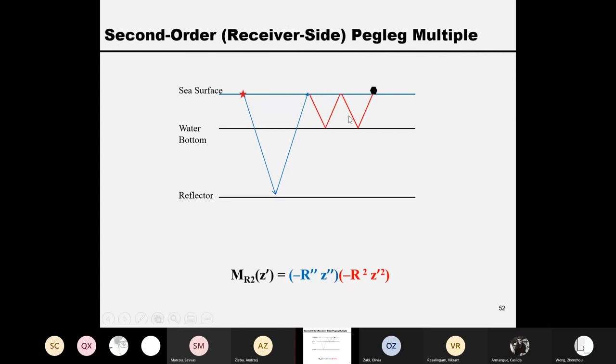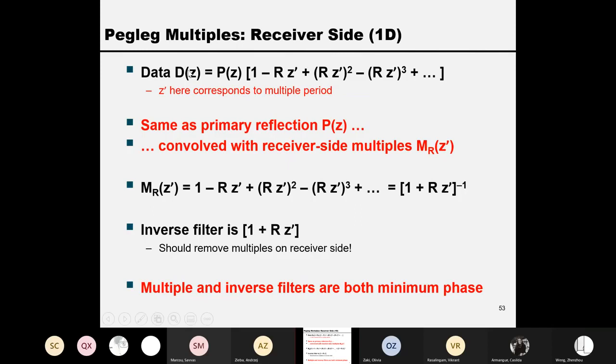And the second order receiver side Peglegs. Peglegs really means this part, the length is different from this, right? So that's the second order Pegleg multiples. Same as the source side, identical.